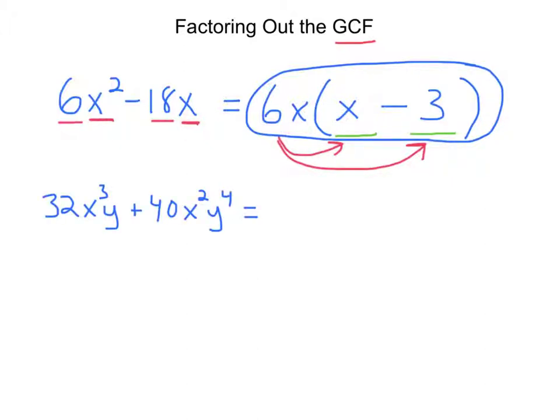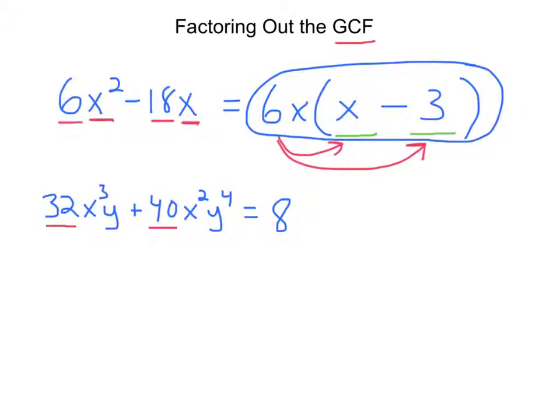So let's try another example. This time we have 32x cubed y plus 40x squared y to the fourth. So let's start with our numbers and try to find out what our GCF is there. We're looking for the largest number that would divide evenly into 32 and 40. And that would be 8, because 8 goes into 32 4 times, and 8 goes into 40 5 times. So 8 would be the greatest common factor.